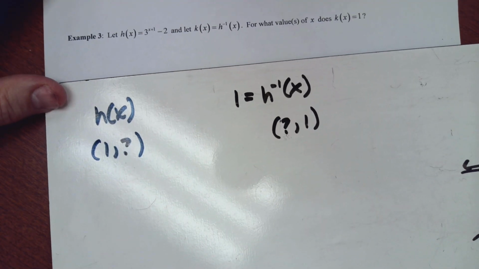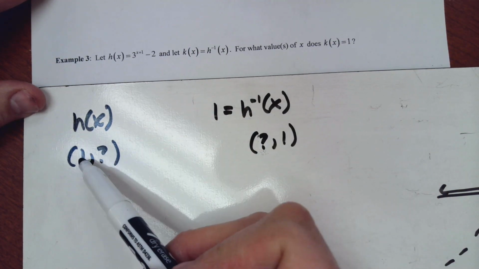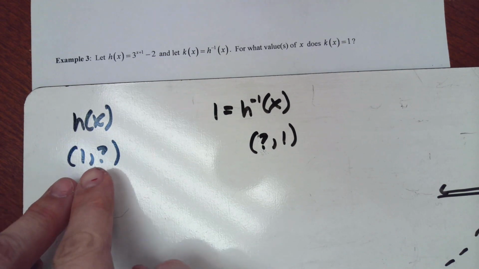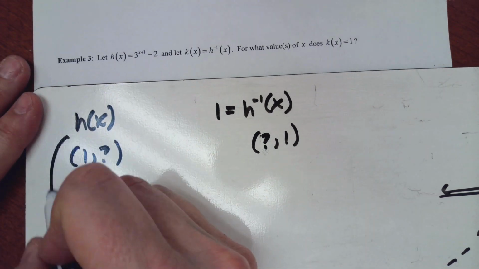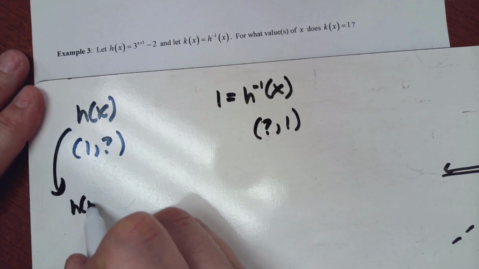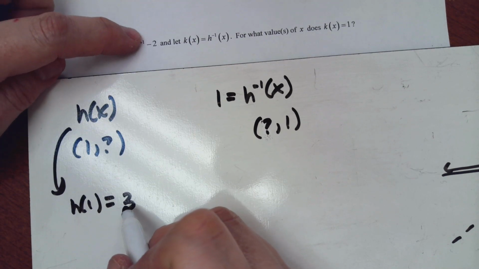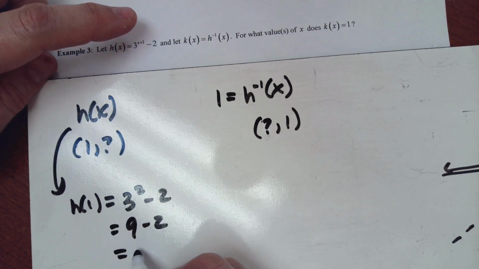Okay, so basically, this question is just kind of tricking me. I don't need to find the inverse. I just need to plug 1 into the original function. It'll give me the y value, and then that y value will turn into the x value over here. So let's do it. So I have h of 1. Let's see, h is right here, so 3 to the 1 plus 1, so 2, minus 2. So it'll be 9 minus 2, so it'll be 7.